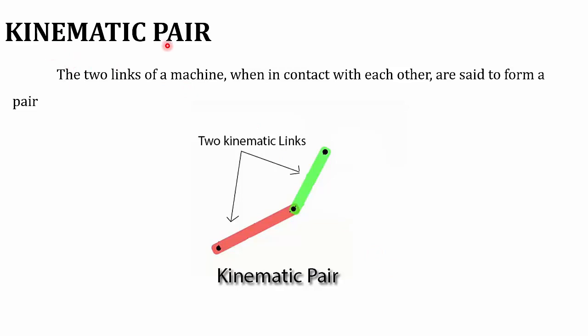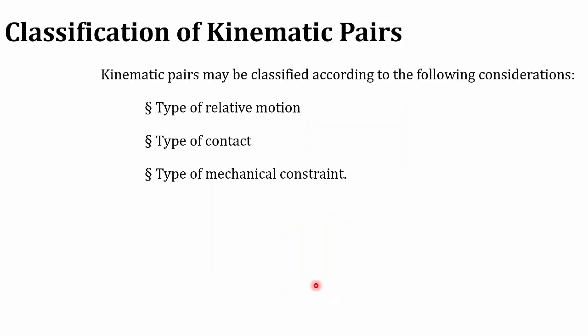Then what is meant by a kinematic pair? When two links of a machine contact each other, they are said to form a pair. So when two kinematic links are connected, it is called a kinematic pair. Here you can see that the two links are connected using a kinematic joint. That is why it is called a kinematic pair. The kinematic pairs are classified based on three things. One is based on the type of relative motion, another is based on the type of contact, and the third is based on the type of mechanical constraint. That is, how the two parts are connected.